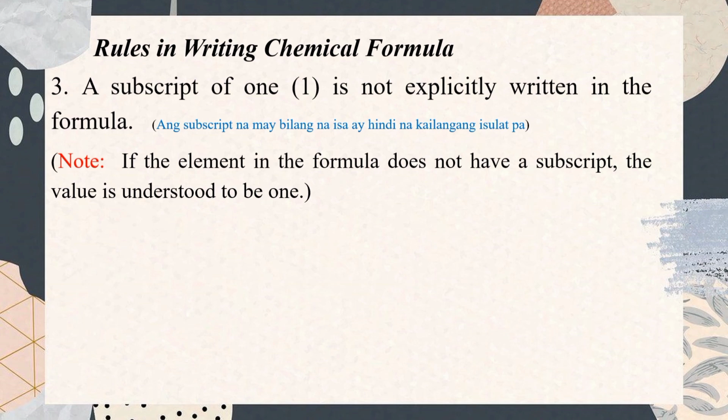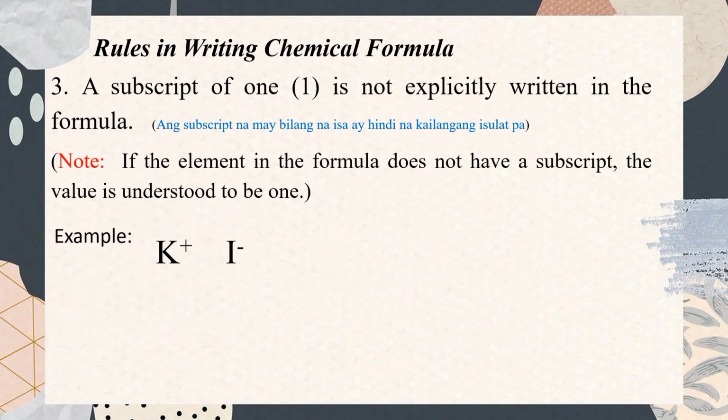Let's have the third rule. A subscript of 1 is not explicitly written in the formula. Note, if the element in the formula does not have a subscript, the value is understood to be 1. Let's have an example.